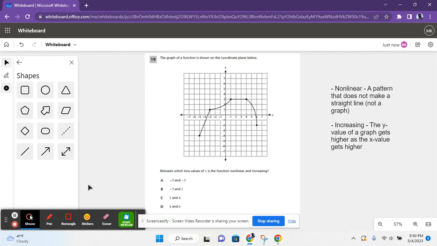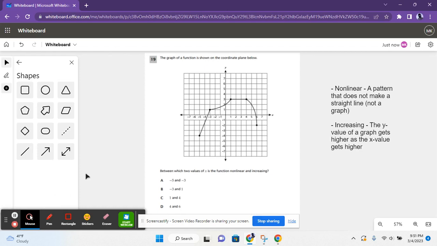Okay, so question 19 says, the graph of a function is shown on the coordinate plane below. So this is the graph of the function. Which two values of x is the function nonlinear and increasing? So here I wrote down some definitions. Be sure to copy them down. Are you done? Good. So I'm gonna read them out.